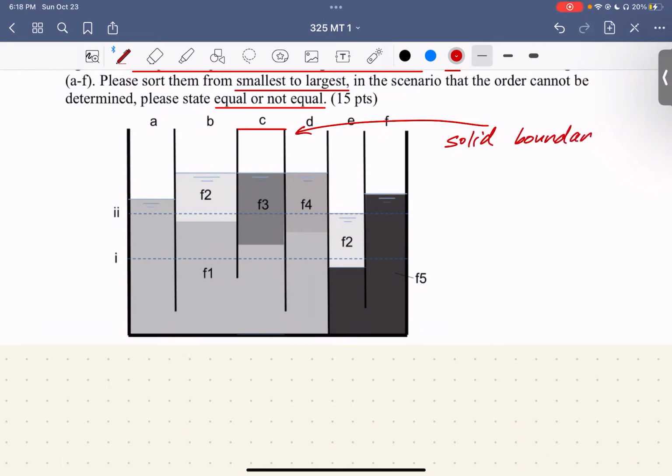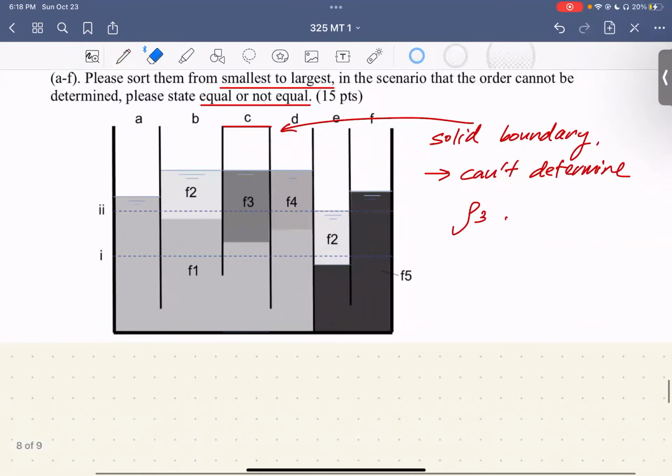What does that mean? It means that we can't determine rho 3. Why is that? Well, because of this solid boundary, right? We actually don't know the potential height that this could be. So rho 3 could be higher, it could be lower. We're not sure because it doesn't relate to PATM, right? Because of this boundary. So throughout this question, we can't determine rho 3. That makes life a lot easier.